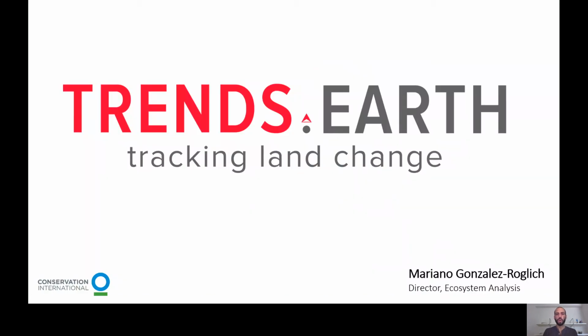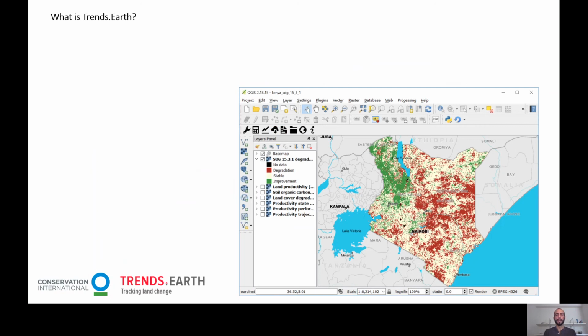So Trends.Earth is a QGIS plugin. It's a tool that users use to produce this analysis of land degradation for the three sub-indicators that SDG 15.3.1 has: changes in primary productivity, changes in land cover, and changes in soil organic carbon. And the user interacts with the tool through a QGIS plugin. But Trends.Earth is much more than that.